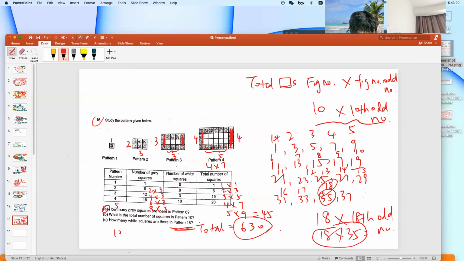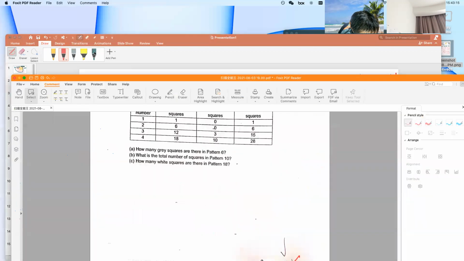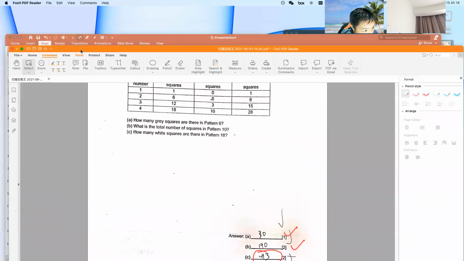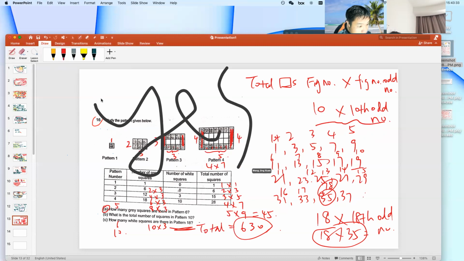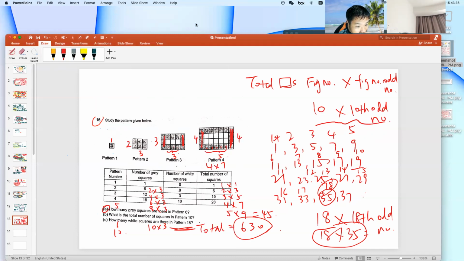For gray, can I ask what is your, how many gray squares? 6. Pattern 6, right? So pattern 6, the gray one is it 30? Let me see your answer. Is it 30? Yes, it's 30. Okay. So therefore, this is the pattern for number of gray. Are you following? Or can you follow? Okay, good. So yeah, thanks.